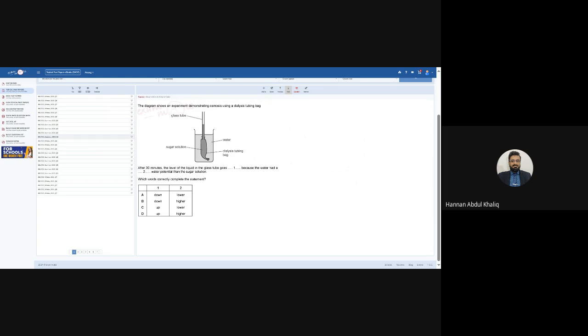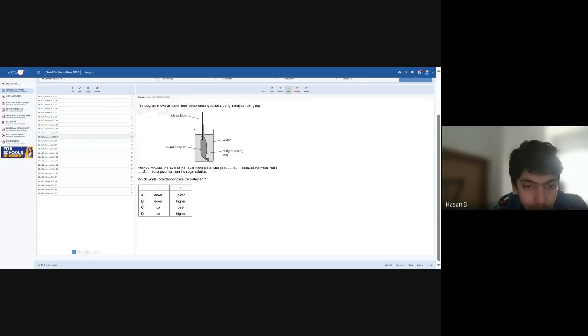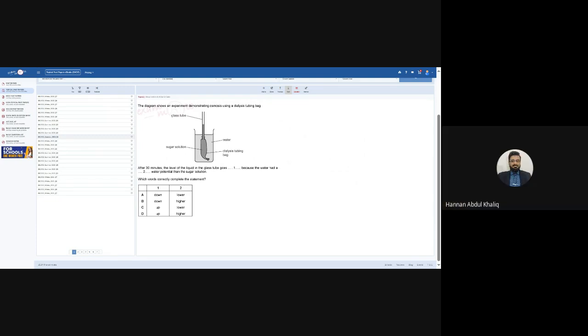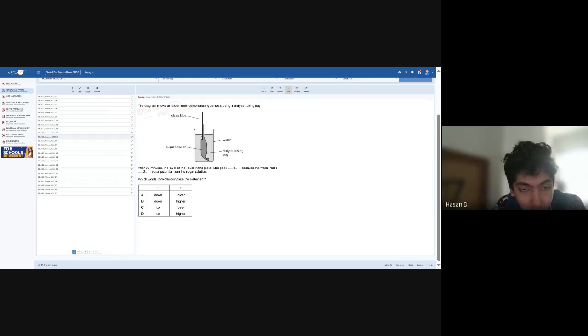Okay, last question. The water has higher water potential than the sugar solution. We can assume, right, that the water is pure. Yeah, if the hint is given, or if only the water is written, then you can assume. So that means higher water potential. So the level of the liquid in the glass goes down because the water had a higher water potential. So B. Good. Well done.